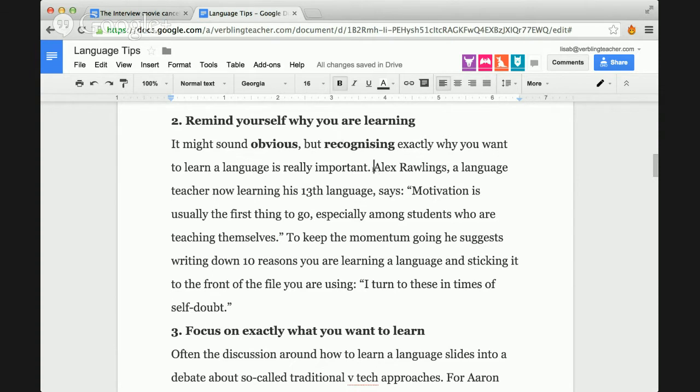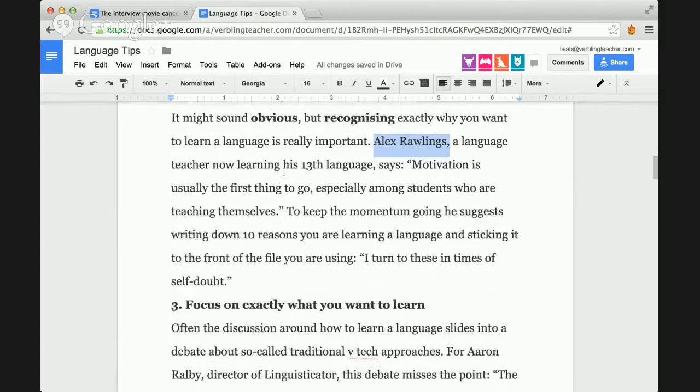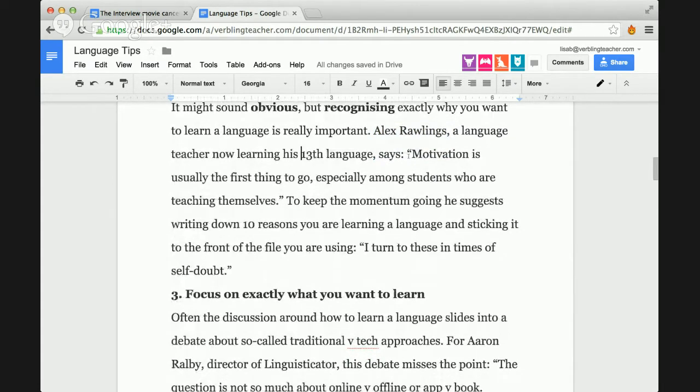So this guy, he's actually from England as well, UK, and he has been learning 13 different languages. So he's saying, from his expert opinion, motivation is usually the first thing to go. So to go means it's the thing that leaves you. You become less motivated. You start off very motivated, like, yes, I'm going to learn English or Portuguese or Spanish or French or whatever. And then after a couple weeks or even a couple months, your motivation leaves you. It's the first thing to go. You're like, why am I doing this?